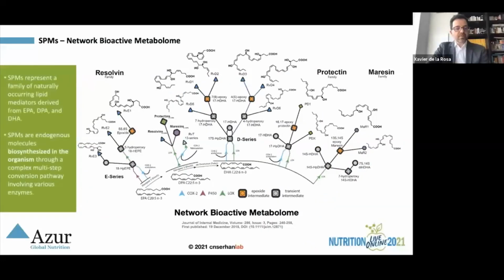SPMs are derived from EPA, DPA, and DHA, and are classified into different families: the resolvins, the protectins, and the maresins. They are biosynthesized in the organism through a complex multi-step conversion pathway that involves different enzymes, cyclooxygenases and lipoxygenases, etc.